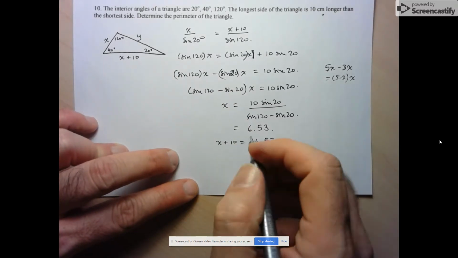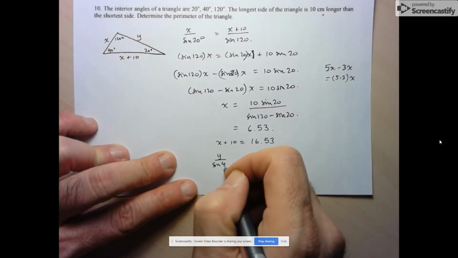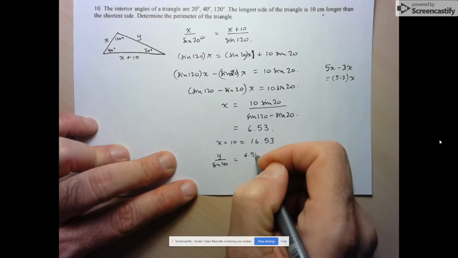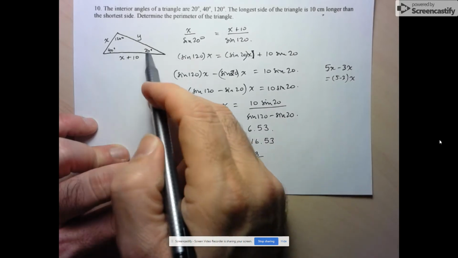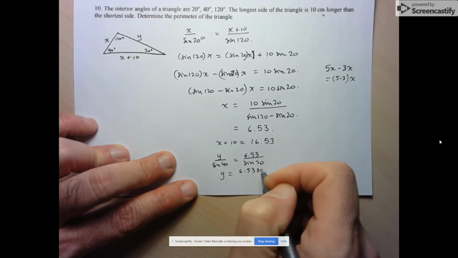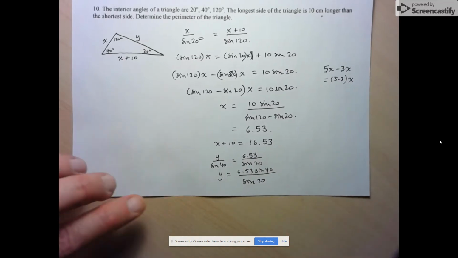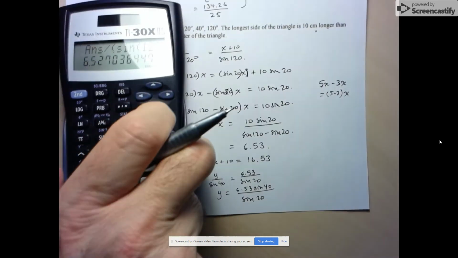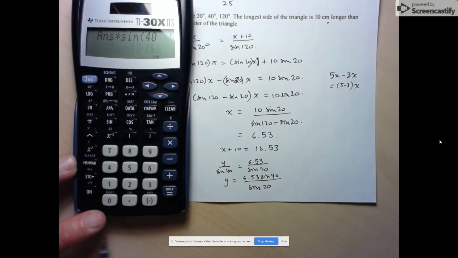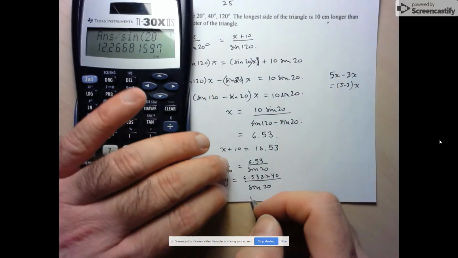Okay, so let's set that up. We have y over sine of its opposite angle, which is 40, equals, and I'll use this one here, 6.53 divided by the sine of its opposite angle, which is 20. So y is just equal to 6.53 times sine 40 over sine 20. All right, so let's calculate that. So I already have the 6.53 here. Okay, so times sine 40 and then divided by sine 20, and that's equal to 12.27.